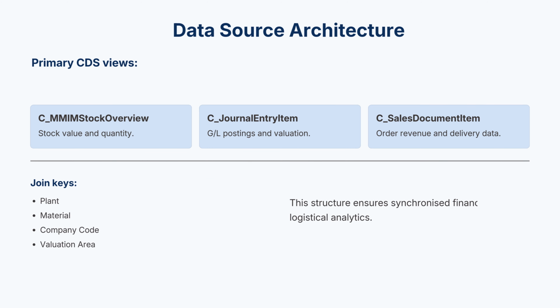Data source architecture. This dashboard relies on three key CDS views: C_MMIM stock overview for inventory data, C_JournalEntryItem for financial postings, and C_SalesDocumentItem for sales and revenue flows. They're joined via plant, material, and company code to synchronize logistics and finance in one model.